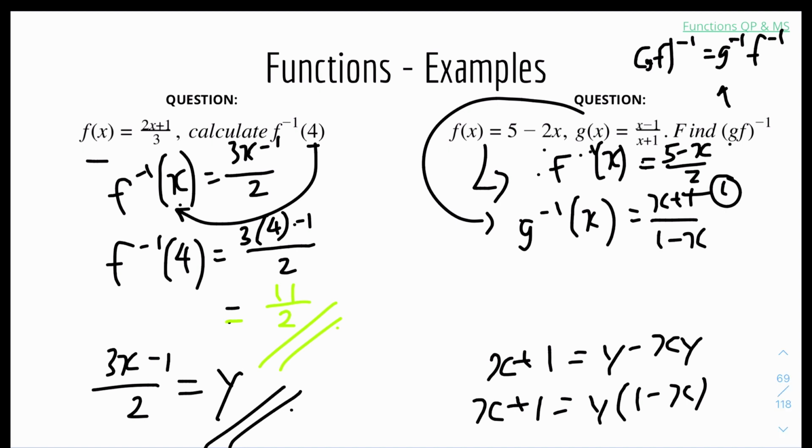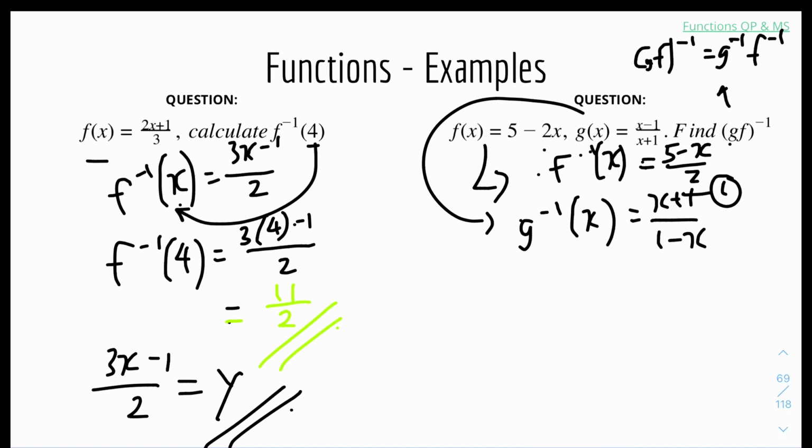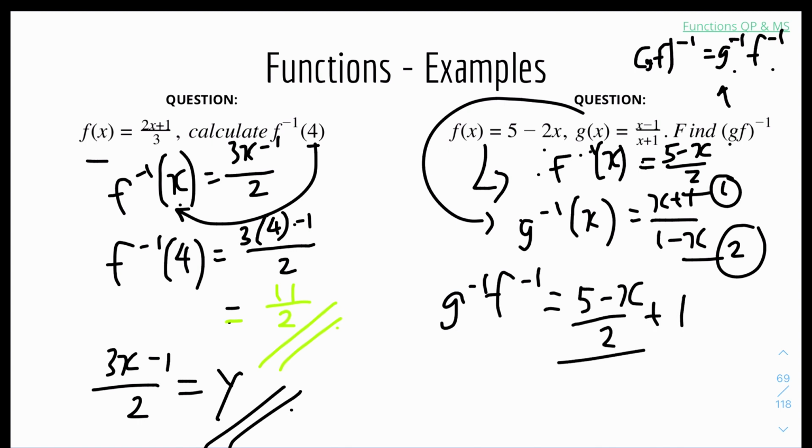And then when you have these two inverse functions already, f inverse and g inverse, you're trying to put f inverse into g inverse. So g inverse f inverse, you put f inverse into g inverse, and it will be a long fraction. It will be ((5 minus x) over 2 plus 1) over (1 minus (5 minus x) over 2). And you have to make everything into a single fraction. I'll just rub this out.